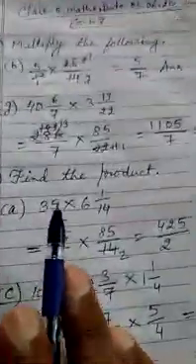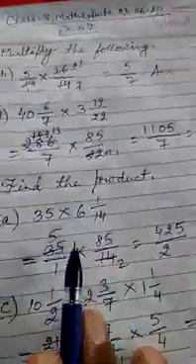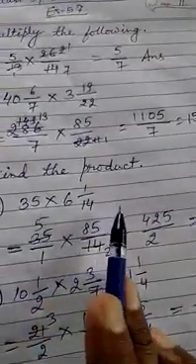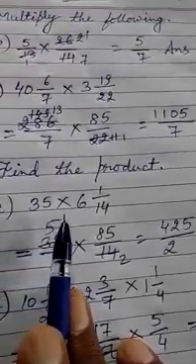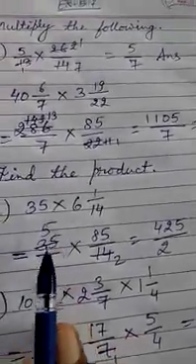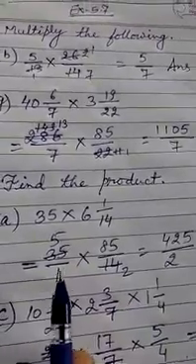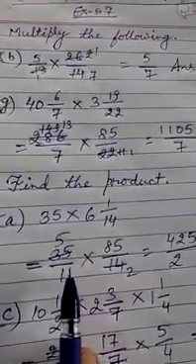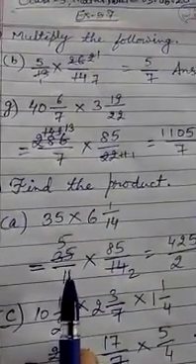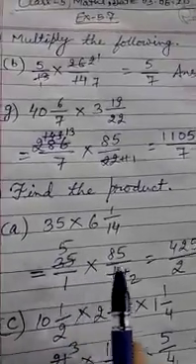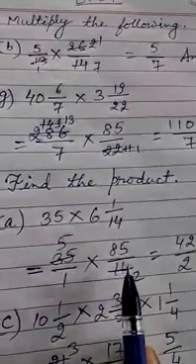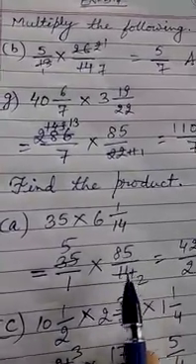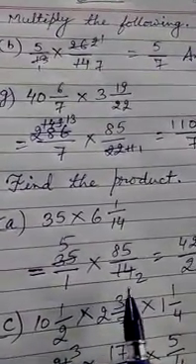Now the second question is also the same. Find the product: 35 into 6 whole 1 by 14. 35 is a whole number. You can convert it into a fraction like 35 by 1. Any whole number you can convert into a fraction by dividing by 1. So 35 by 1 into, now this 6 whole 1 by 14 you convert into an improper fraction. So this becomes 85 by 14.